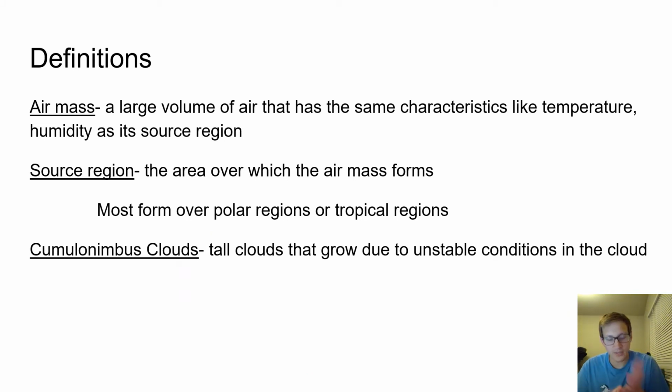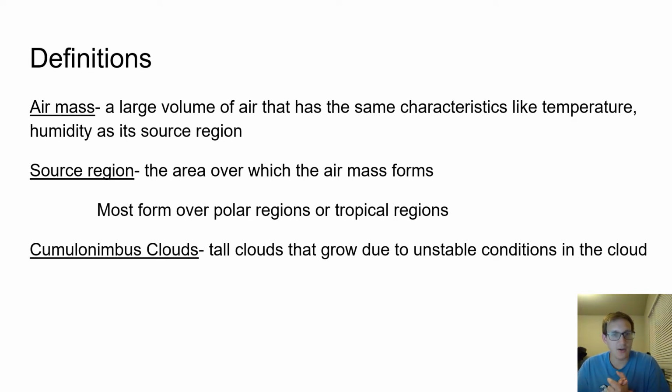All right, so first of all, we need some definitions. Air mass: a large volume of air that has the same characteristics, like temperature and humidity, as its source region. So this air mass is like the air that sits over northeastern Colorado. That's a giant air mass, a large volume of air that has the same characteristics as the region it sits over.